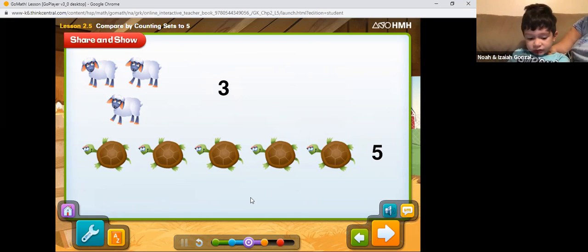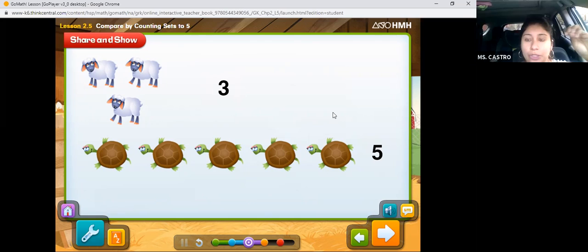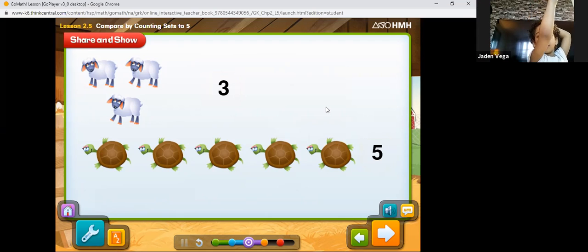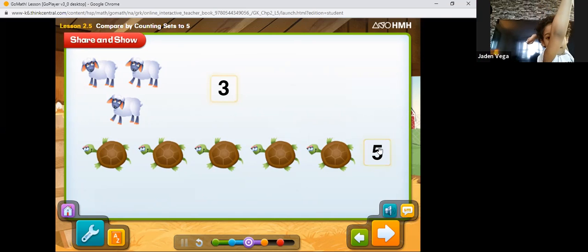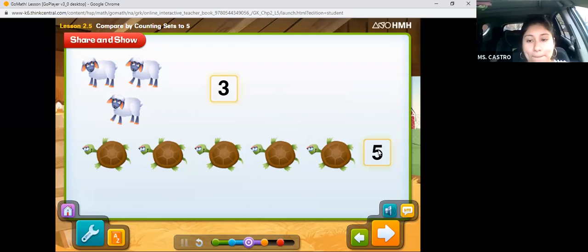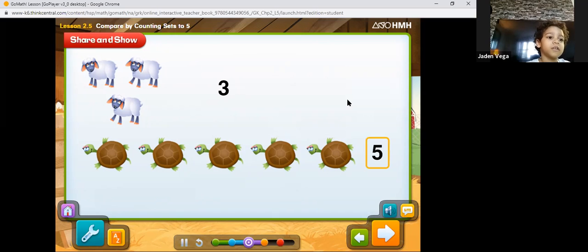So who can answer the question? Let's see. Jaden has his hand up. I was asking which number should I touch? Should it be 3 or should it be 5? I clicked on Jaden because I saw Jaden had his hand up. Which number should I touch, Jaden? 3 or 5? 5? Okay, let's see. Very good job! 5 turtles is more than 3 sheep.